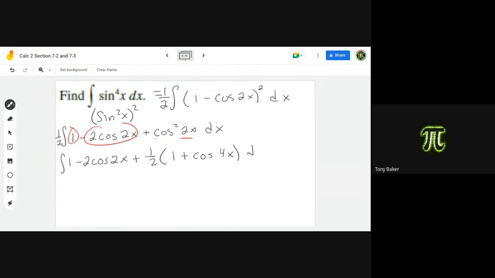At least it's a constant, not a variable. Yeah. And then there's the 1/2 there. All right. So now we got to clean this all up to make this a little easier for me to deal with. So this will be 1/2 plus 1/2 cosine to the 4th x. So I have 1/2 integral of 1 plus 1/2 is 3/2 minus 2 cosine 2x plus 1/2 cosine to the 4th x dx.